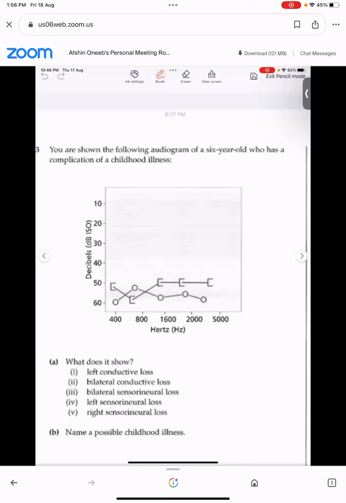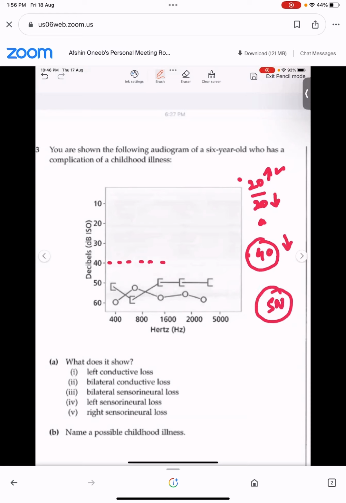The first thing I told you while we were studying: you will see, is it below 20 or above 20? If it is above 20, it's normal. If it is below 20, that is abnormal. The next step I said to you, then you have to look for, is it below 40? Whenever it is below 40, it is always sensory neural. Above 40, it's conductive hearing loss. When you have sensory neural, this becomes below 40.